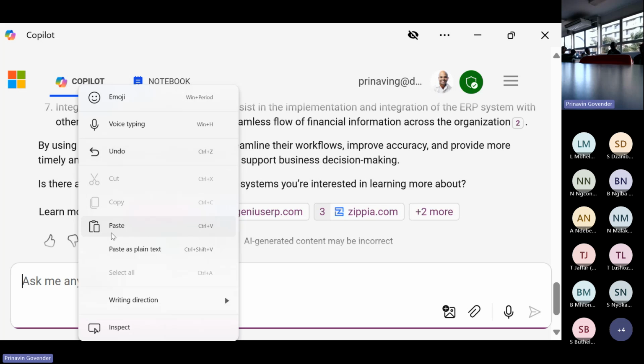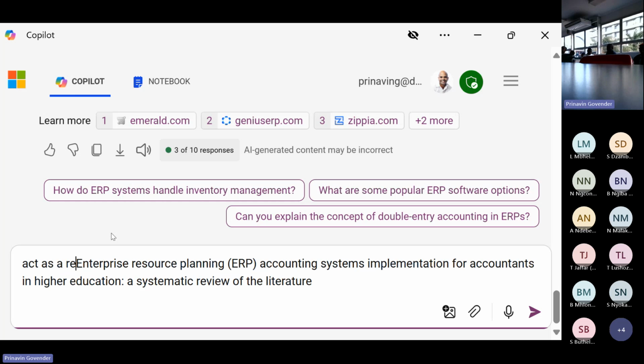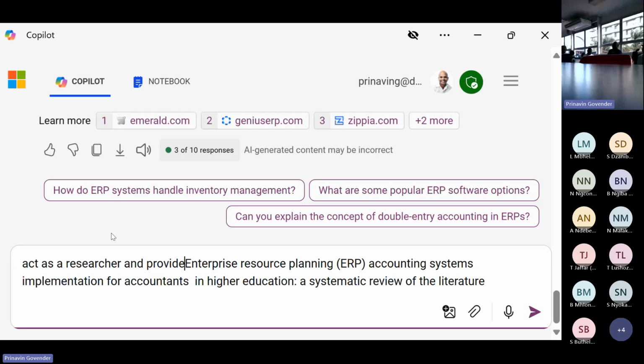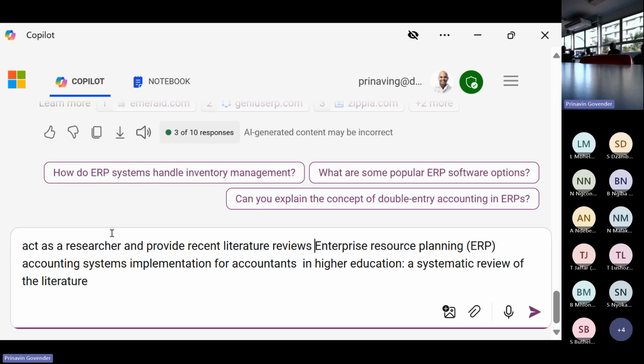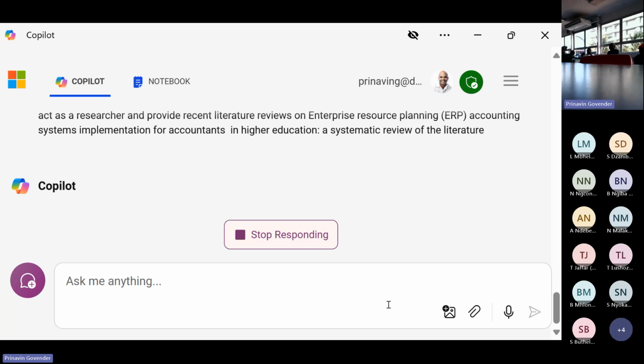Right, so what's this now, Letu, Busi? So I'm going to say paste. I'm going to say, act as a researcher and provide recent literature reviews on, right? Letu, Bonga, Busi. Let's see what it provides me with, Copilot.